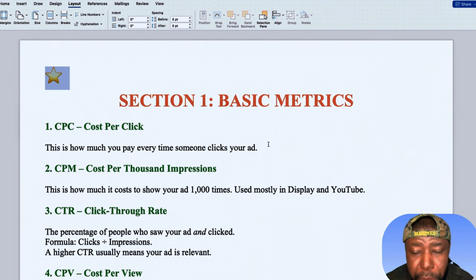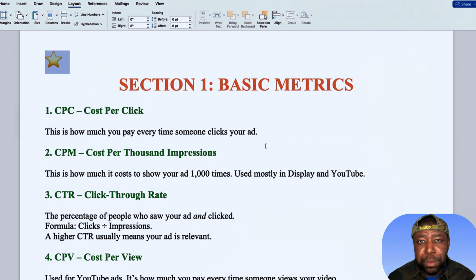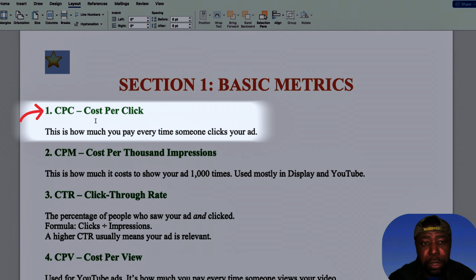So we're here and I will start with the first section, which is the basic metrics. It is basically some of the most common acronyms that you come across. The first one is CPC, so cost per click.